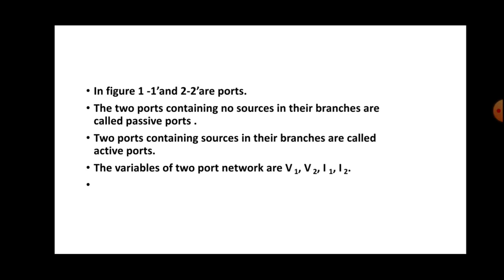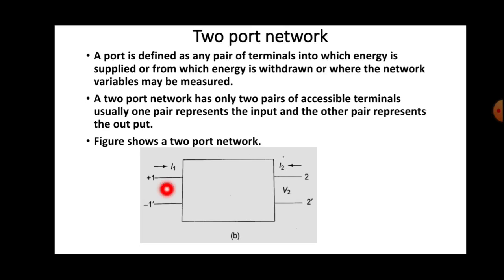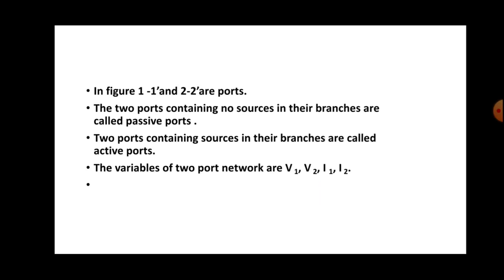In the figure, 1 dash and 2 dash are ports. Here it is numbered as 1 dash, it is numbered as 2 dash. The two ports containing no sources in their branches are called passive ports. And if the two ports have sources in their branches, then they are called active ports. So based on the sources, the ports are classified as passive and active ports. If there is a source, then the port is an active port. If there are no sources, then the port acts as a passive port. And the variables of the two-port network are V1, V2, I1 and I2.